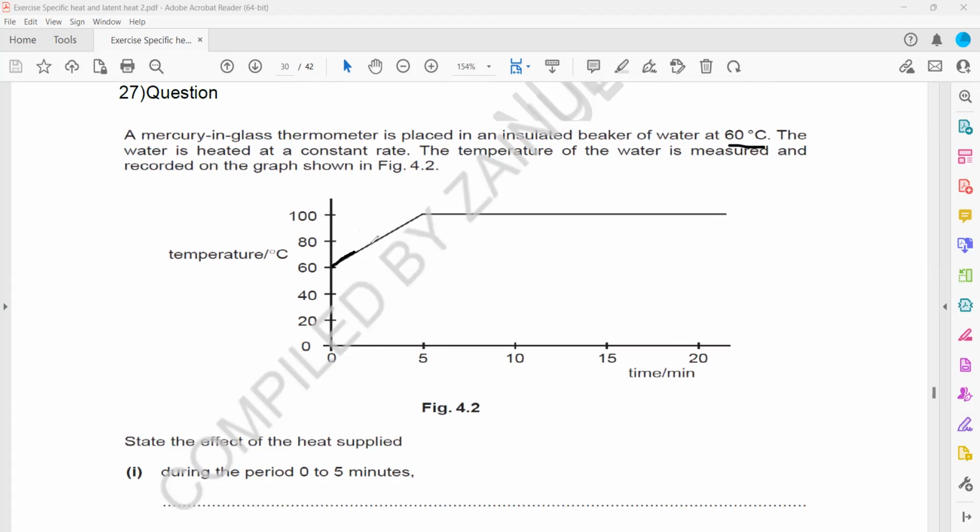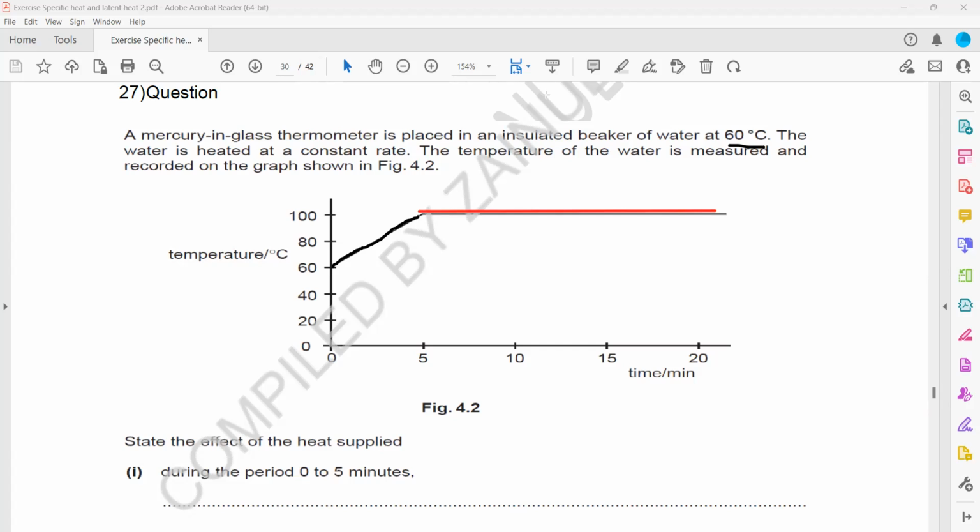First 5 minutes, what is happening? When we supply heat, the temperature is increasing. So when the temperature is increasing, how do we explain it in terms of particles? We can say that the particles are moving faster, or kinetic energy increases. But then from 5 to 20 onward, what happened? The temperature does not change, so there's no change in kinetic energy. Yeah, the water boils. That's also correct.